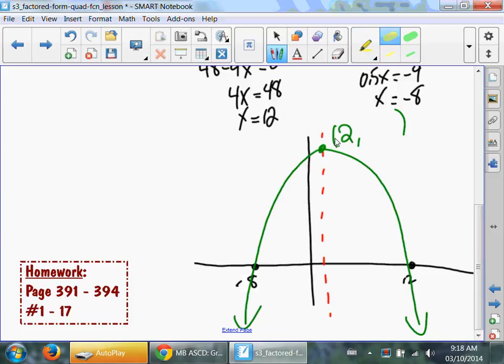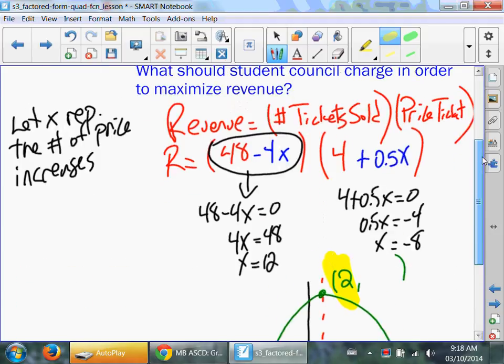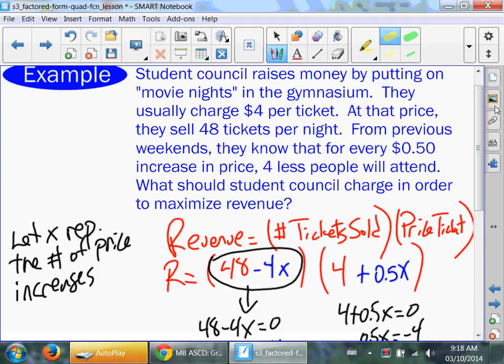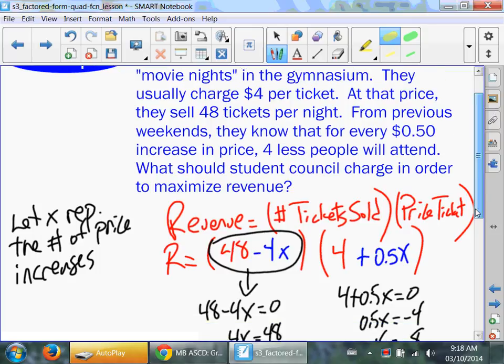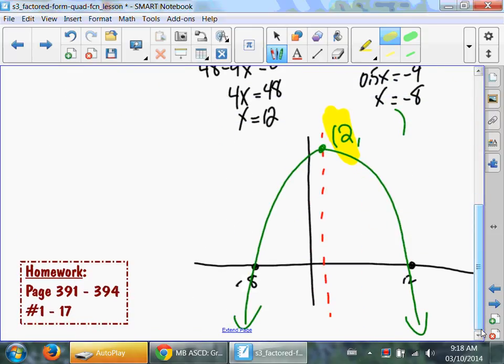Well, what do you mean it's special? Well, that 2 is going to be the number that maximizes the revenue. And that's what we're looking for. Now, that doesn't answer the question, because the question isn't how many times do we increase the price to maximize the revenue. The question is, what should they charge in order to maximize the revenue? So we'll get there in just a minute.